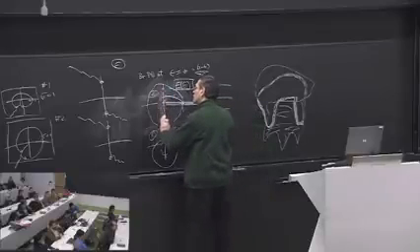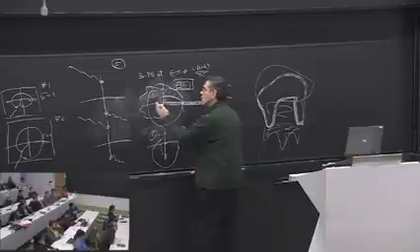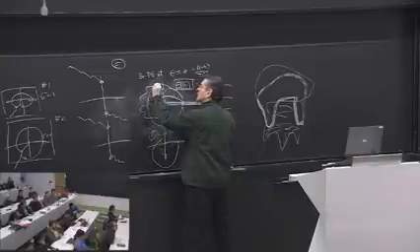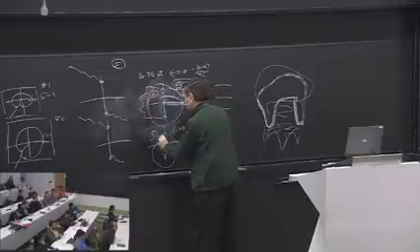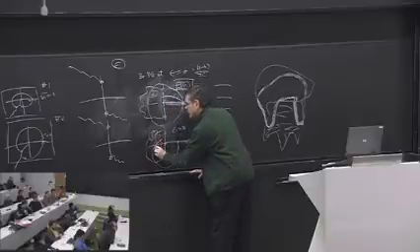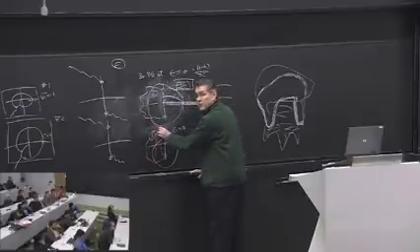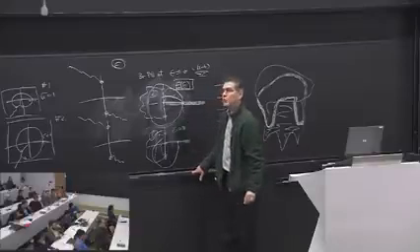Even so, if I drew the branch cut a different way, say like this, I've crossed it twice. So it would look like this. Here I've left the first sheet, and I've come out on the second sheet, and then I've gone down here, come back on the first sheet, and then come back to the original point.